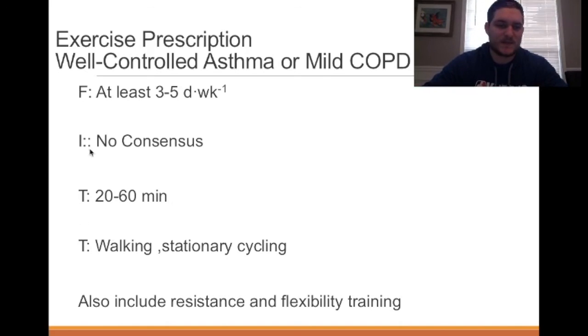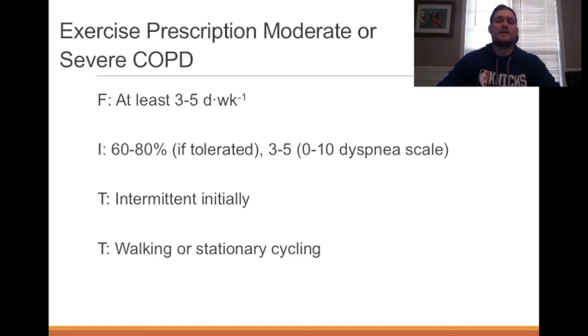20 to 60 minutes per session, and the type of physical activity, walking, stationary cycling, low to moderate intensity aerobic exercise will be sufficient. And you also want to make sure that you include some resistance and flexibility training in there as well. If the condition is a little bit worse, so if those have moderate or severe COPD, you want to keep the intensity under 80%, and that means typically heart rate maximum or heart rate reserve.